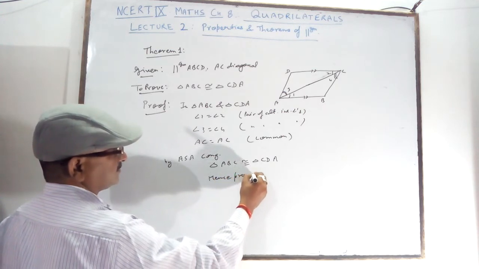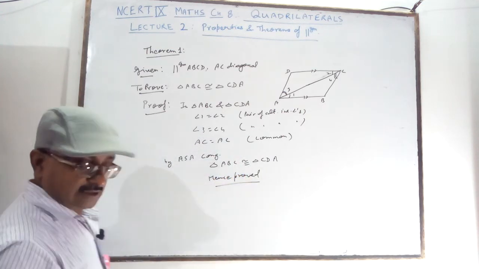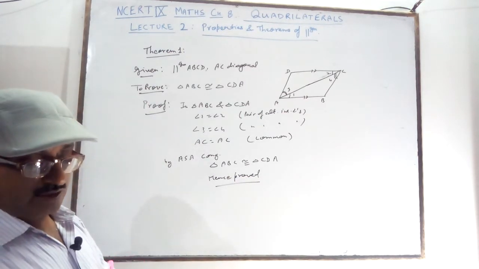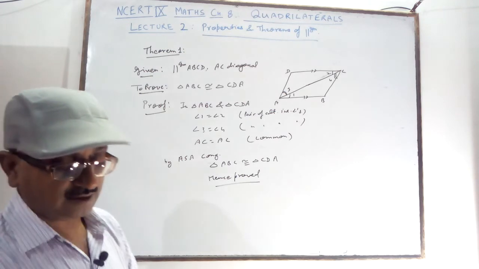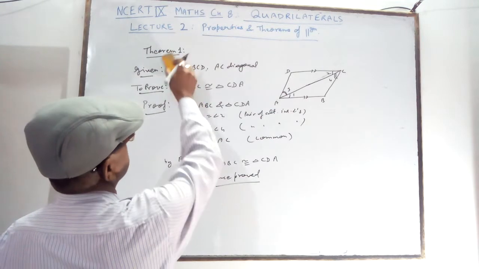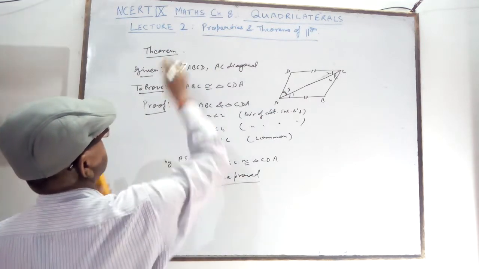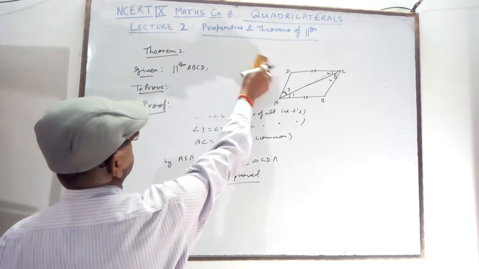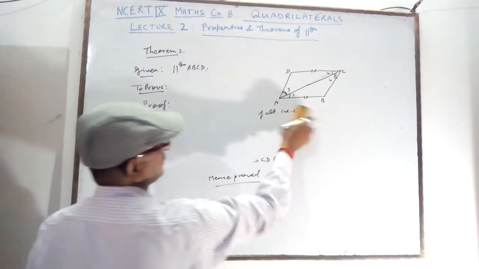Next theorem is given: in a parallelogram, opposite sides are equal. Now you will prove that in a parallelogram opposite sides are equal. This is theorem number 2. So all the things, in a parallelogram opposite sides are equal.